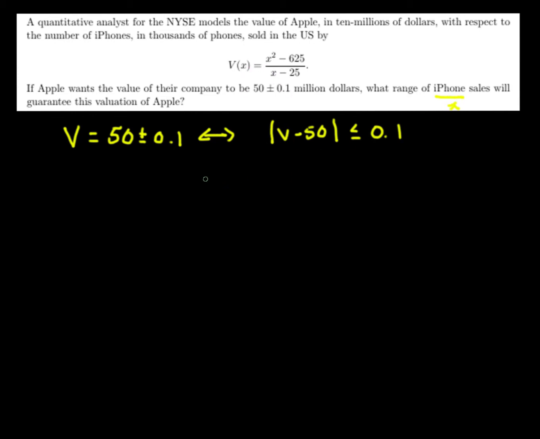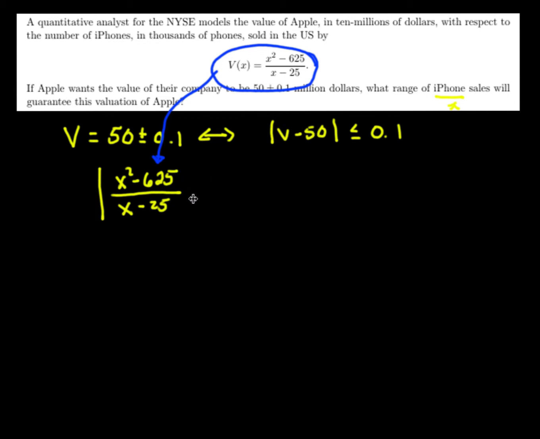So let's rewrite it. That's going to be true if x squared minus 625 all over x minus 25, so that's my V, right? This is my equation for V. I'm just replacing V with that equation right there. So as long as V minus 50, the absolute value of that, is less than or equal to 0.1.